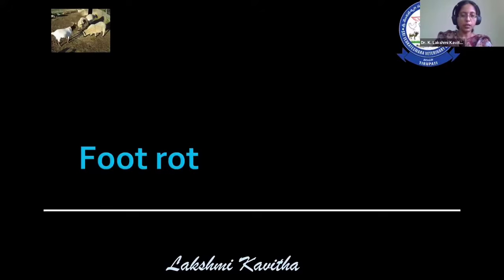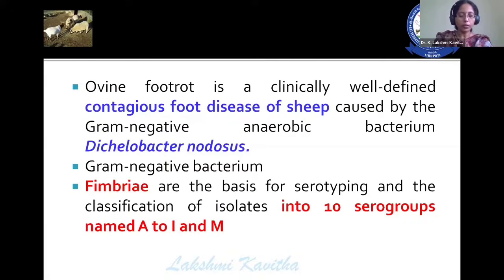Foot rot. This is a bacterial infection caused by Dichelobacter nodosus. It is a clinically well-defined, contagious foot disease of sheep caused by a gram-negative anaerobic bacterium. This is an obligate anaerobe. It will not survive in an oxygen environment. So this is an obligate anaerobe, a gram-negative bacterium.